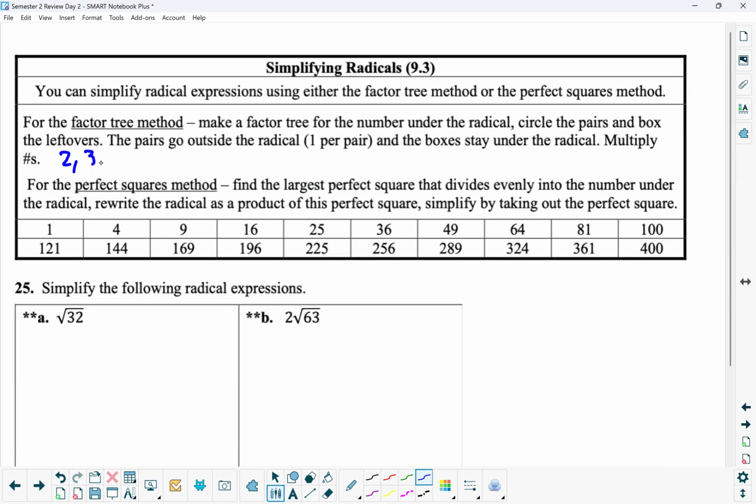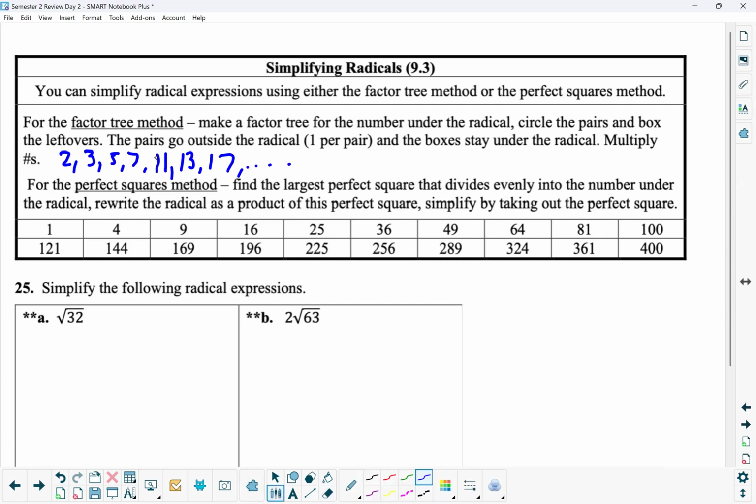2, 3, 5, 7, 11, 13, 17. I think that should cover it all. But those are all prime numbers. They only are divisible by 1 and themselves. This 11 looks really bad. I'm going to rewrite that.